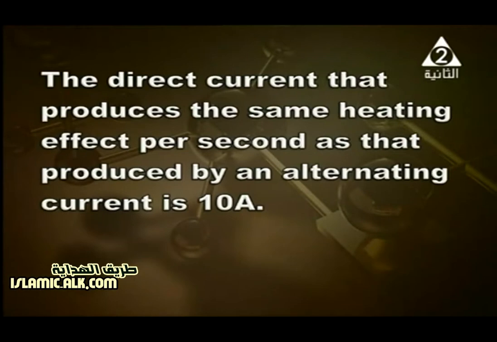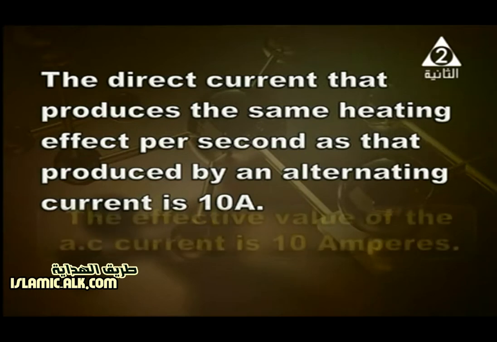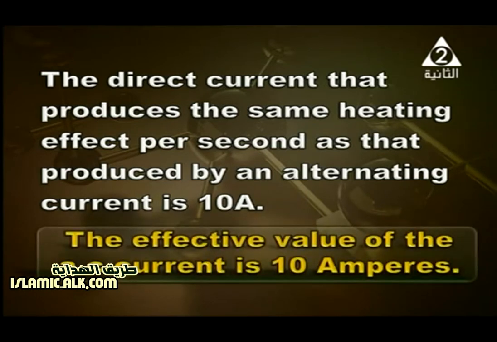Scientific term: the direct current that produces the same heating effect per second as that produced by an alternating current is 10 amperes. Direct current which produces the same thermal effect per second is the effective value. Effective value of the AC current is 10 amperes.